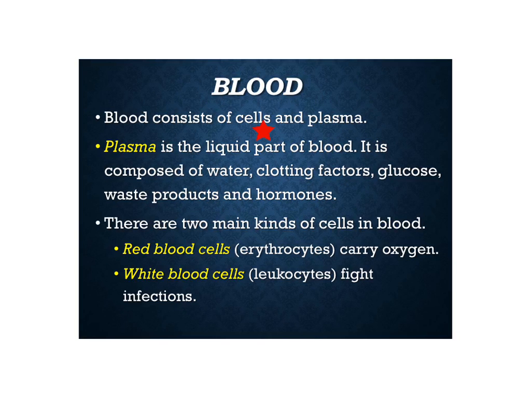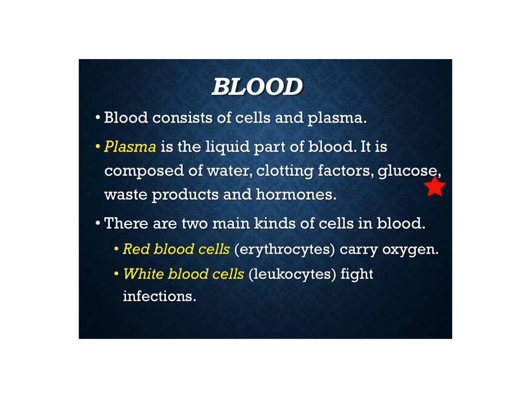It has, of course, water. It has some proteins that are called clotting factors that allow for you to have a clot if you are injured, and it makes a scab. So those clotting factors are important. It's carrying glucose to all your cells. It's carrying waste products away. It's carrying hormones that are released from glands, and they have to go somewhere else in the body.